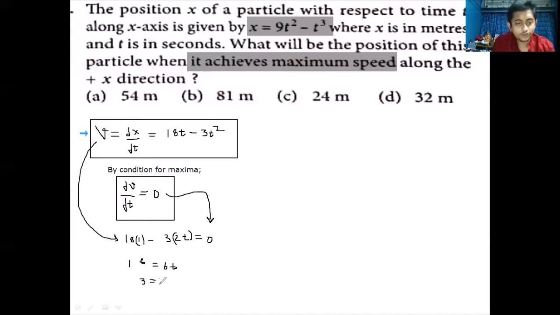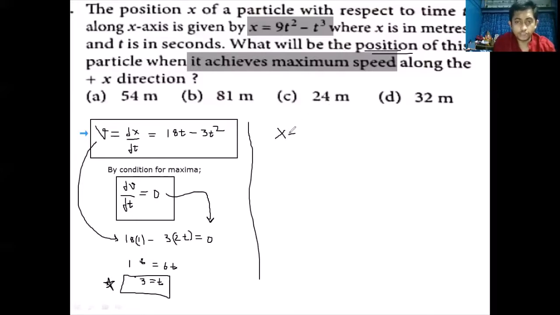So we'll get t is equals to 3 seconds. t is equals to 3 seconds. So this is the time interval when velocity becomes maximum. So ये t को हम लोग substitute करेंगे x पे, because in the question they are telling what will be the position of the particle.